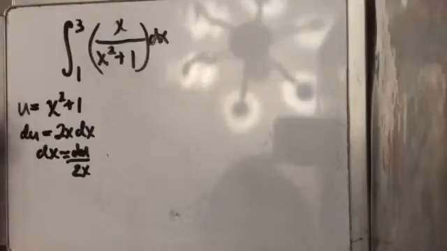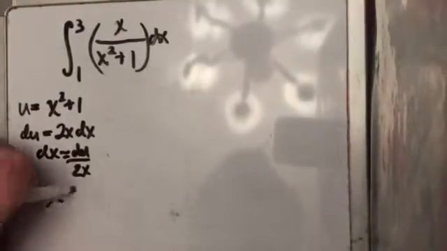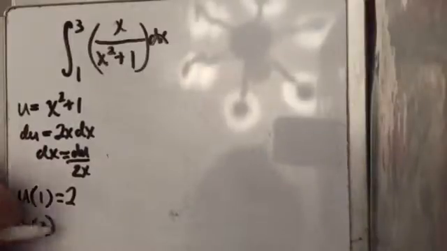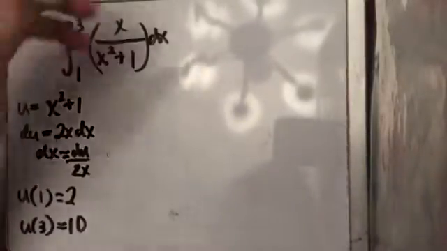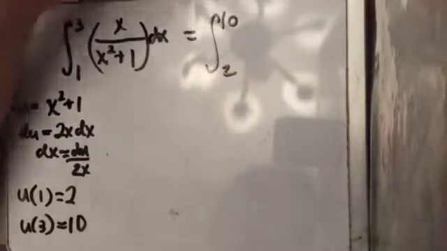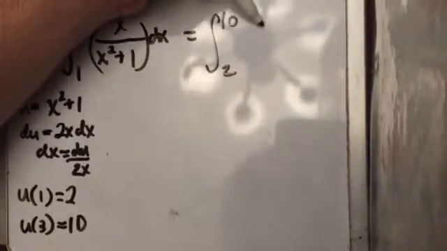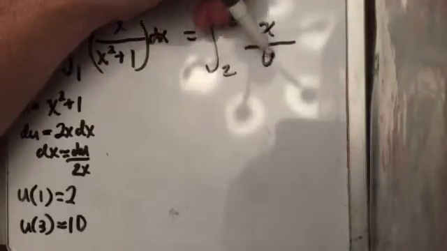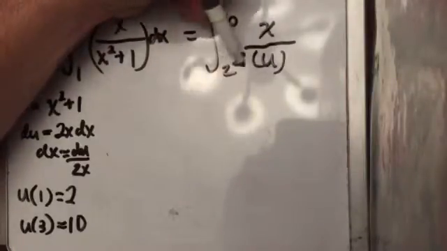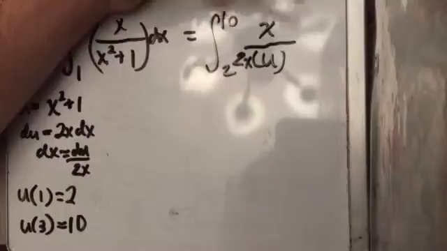And then we also have to evaluate u at the limits. So u of 1 is 2 and u of 3 is 10. And so now we're going to rewrite this integral. It becomes the integral from 2 to 10 of x over u, and then we have that 2x down there, du.